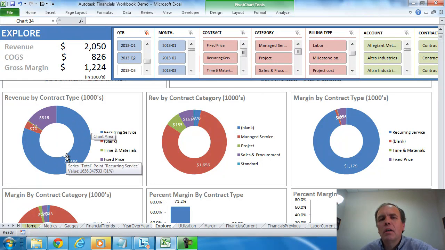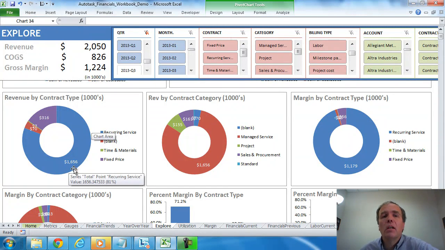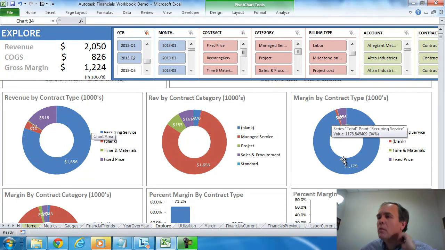And this is where you see some interesting things, where you see recurring service contract revenue, where I had 1.6 million dollars of recurring service revenue over that 2-quarter period. But look at how much of my margin came from recurring service. And that's what you'll typically see, and that's what you want to understand: am I making the most money? Is most money staying in my pocket on certain types of work?